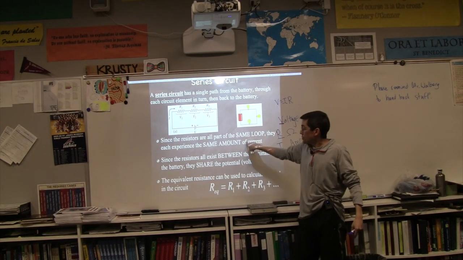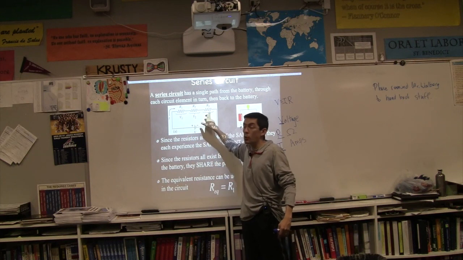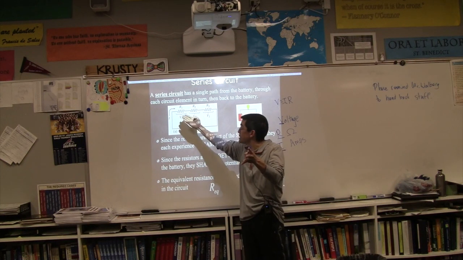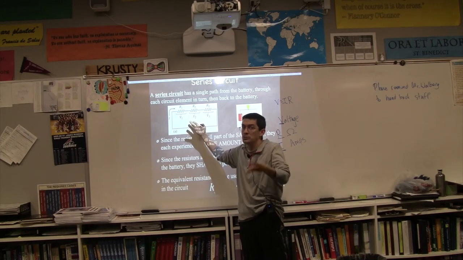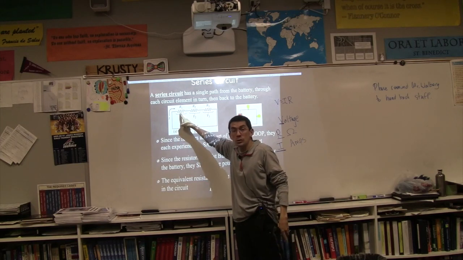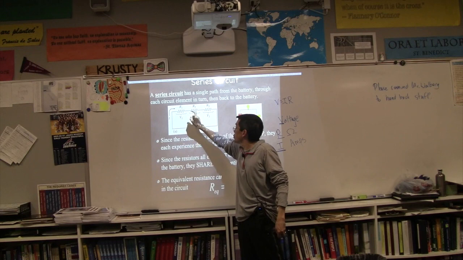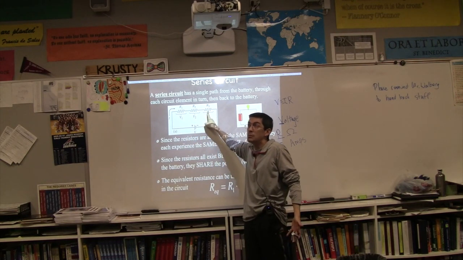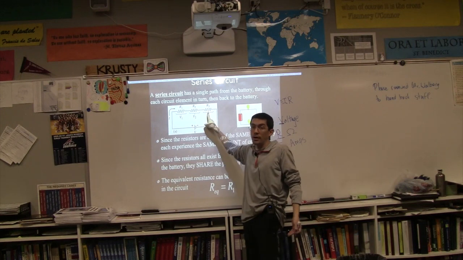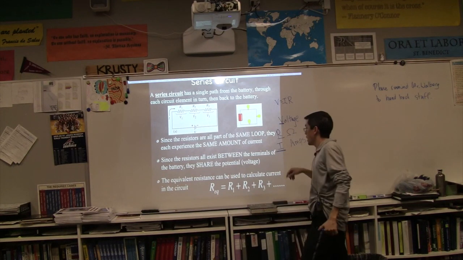So the current across each one of these in a series circuit is going to be the same. Why? Because there's only one pathway, so the current has to be the same. The current associated with this resistor is the same as the current associated with this one, is the same as the current associated with this one, because they all have the same amount of current going through them. All right? So there's that.